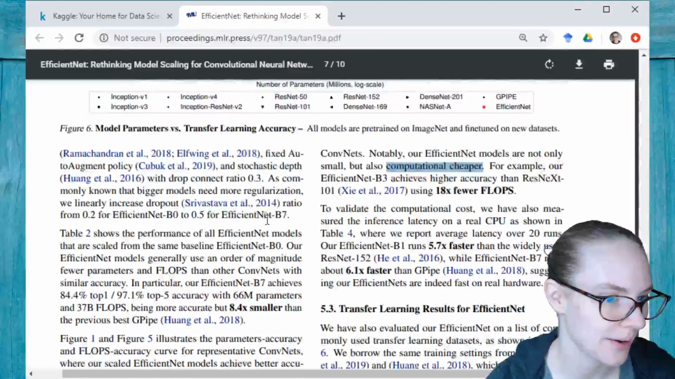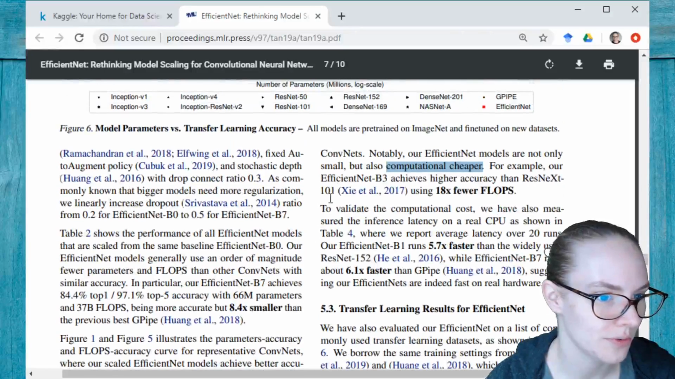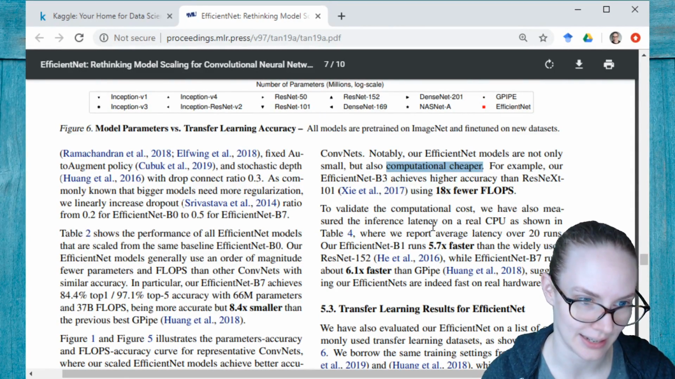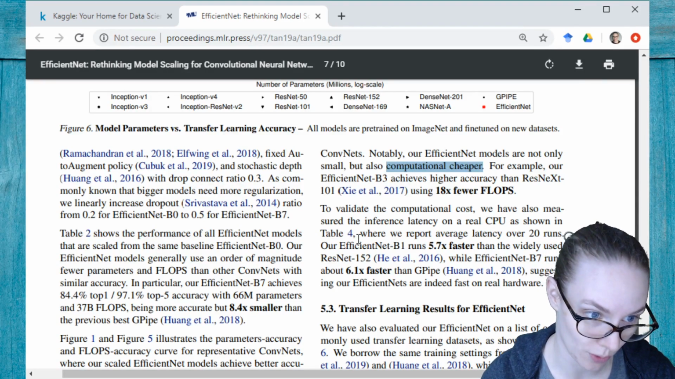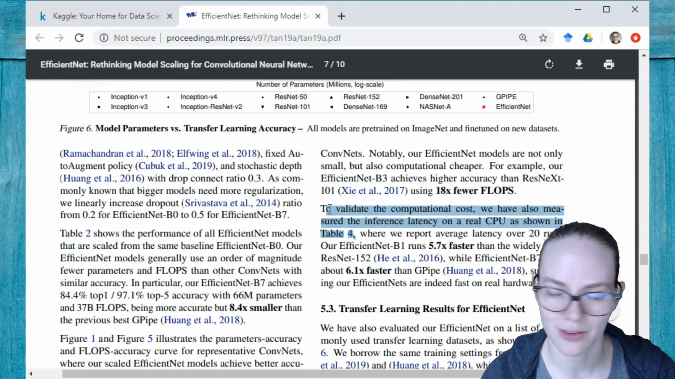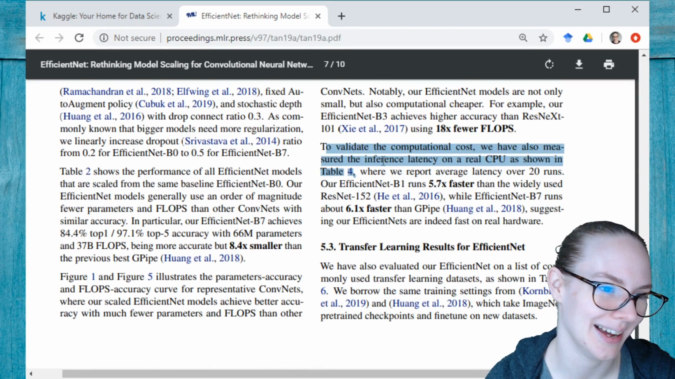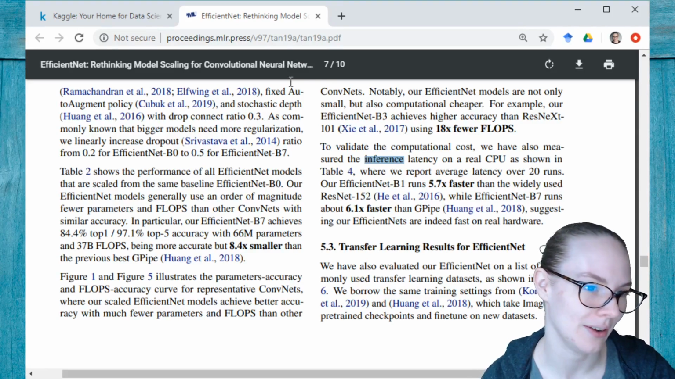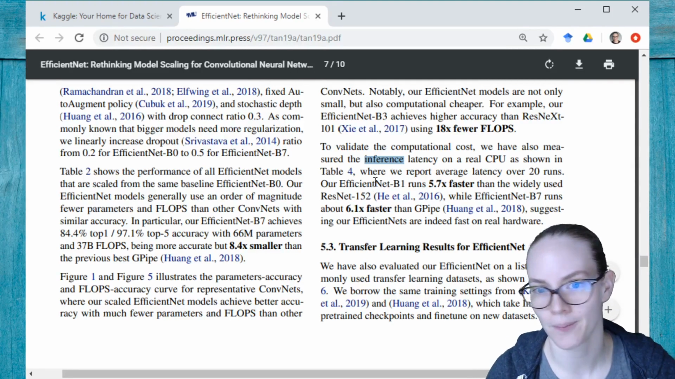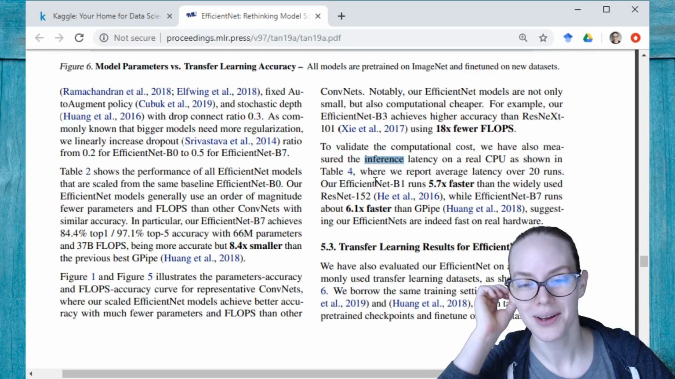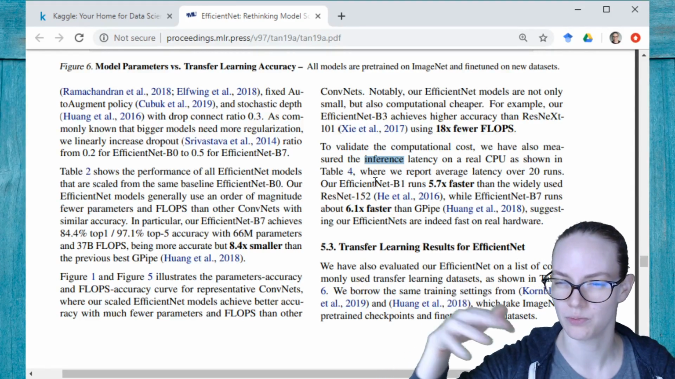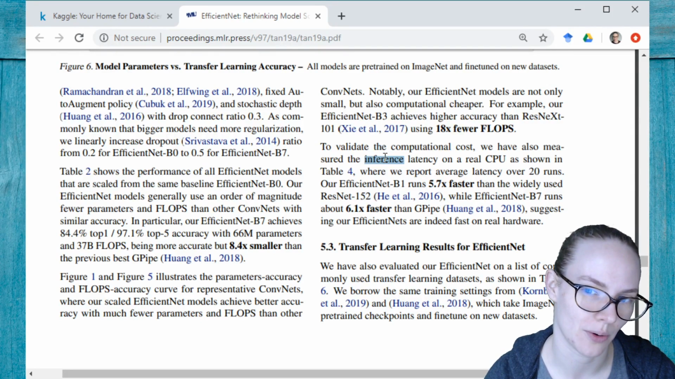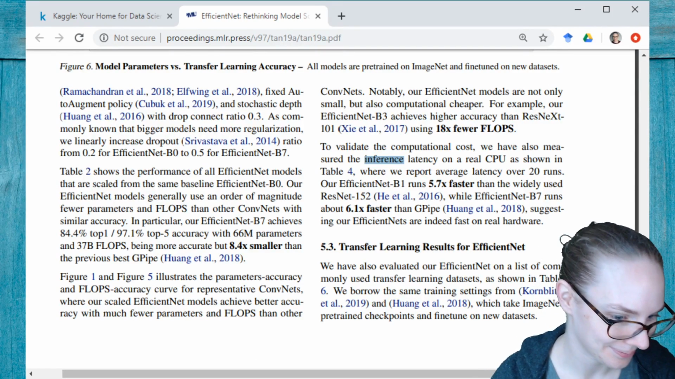All right, where were we going? To validate computational cost, we have also measured the inference latency on a real CPU as shown in Table 4. People don't look at this often enough. Inference is when you go to actually apply the model, how long does it take? If, for example, you're trying to do real-time speech recognition and inference takes too long, you get a lag, and it's frustrating as a user. So the lower your inference time, the lower the lag, which is good.